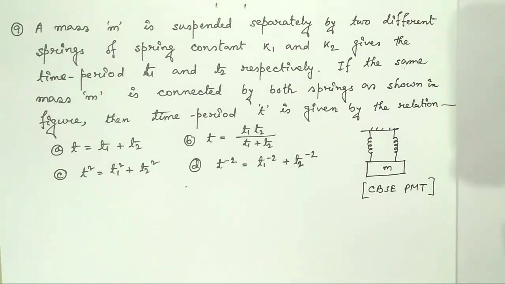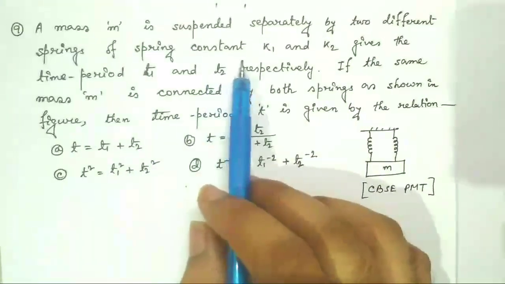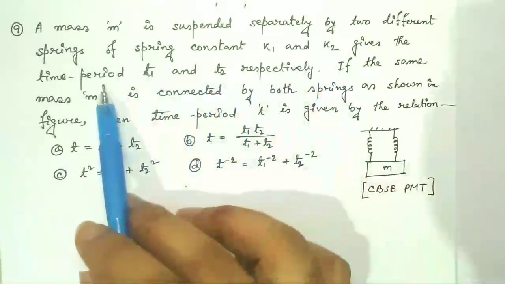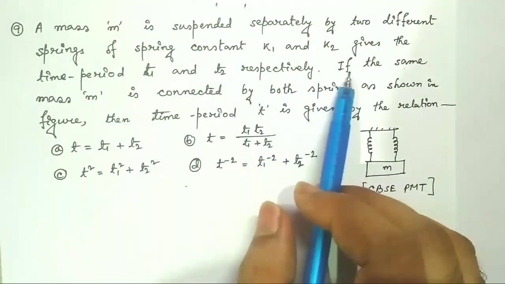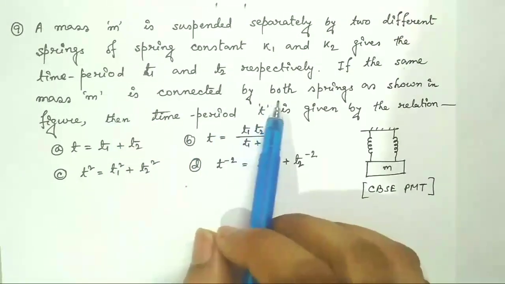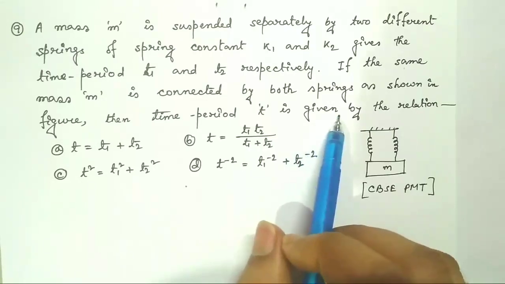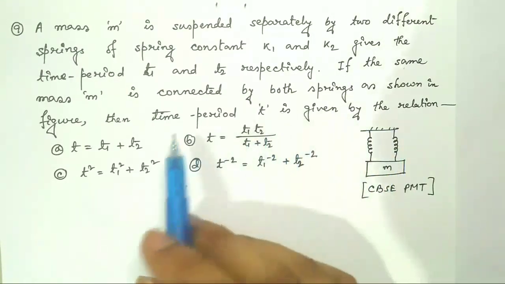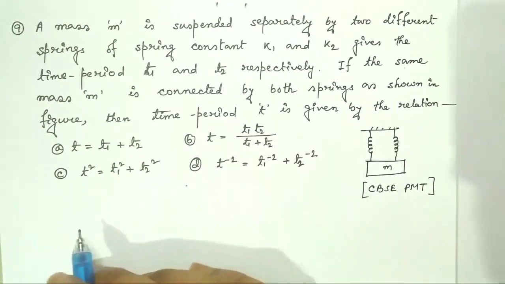A mass M is suspended separately by two different springs of spring constants K1 and K2 and gives the time periods T1 and T2 respectively. If the same mass M is connected by both springs as shown in the figure, the time period T is given by the relation. 4 options are given. What will be the right relation?